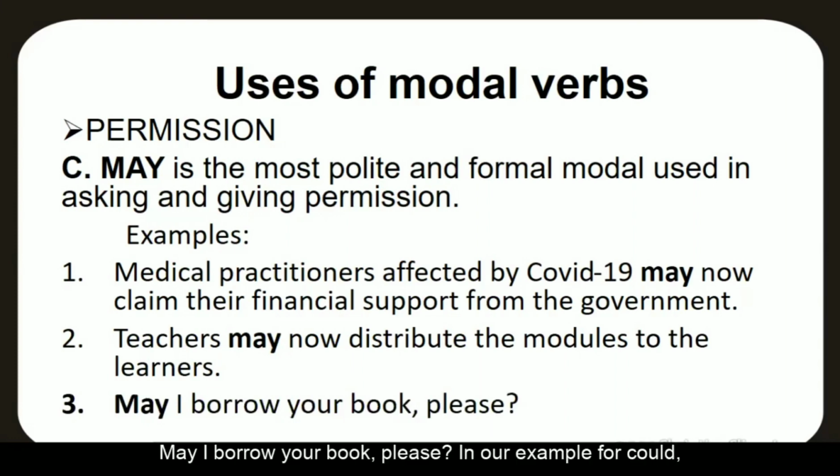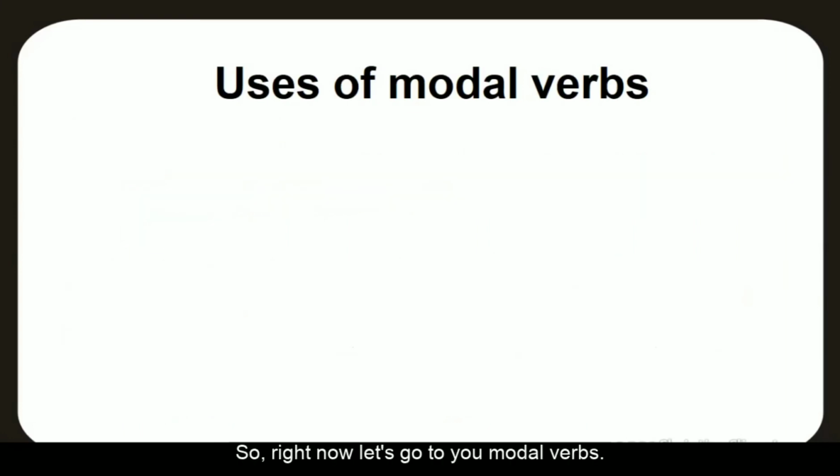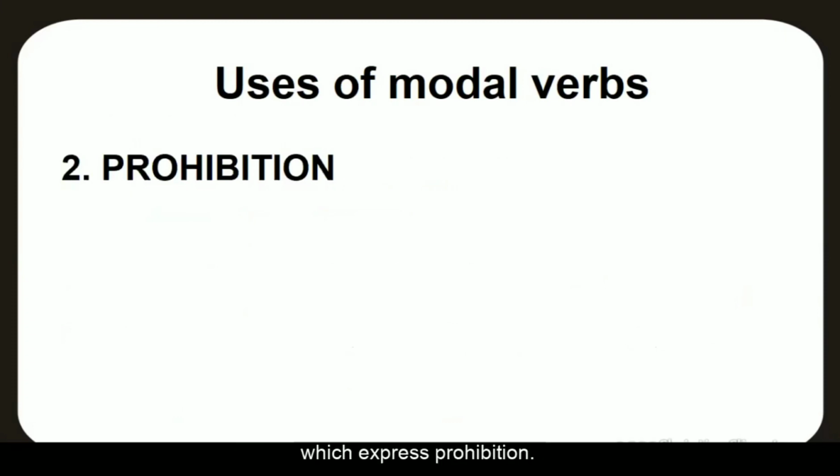Okay, in our example for could, it's only could I borrow your book? But this time, since it's the most polite, you can add please. So may I borrow your book, please? Like that. Okay, so that's it for asking for permission. So right now, let's go to modal verbs which express prohibition.